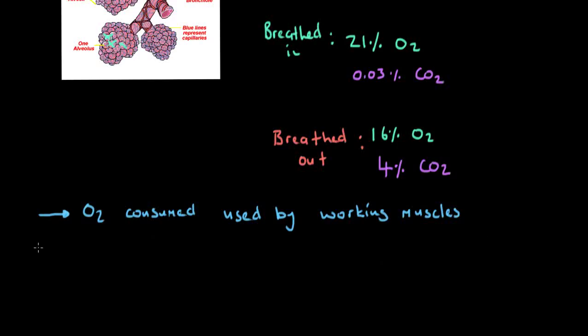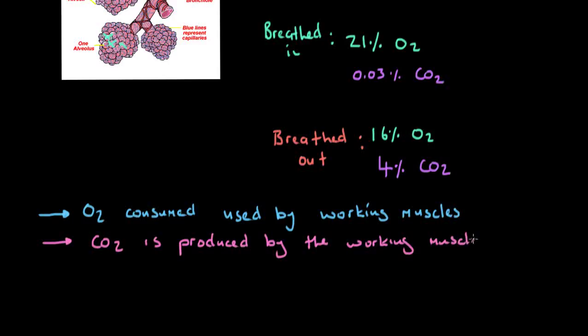Whereas the CO2, which we're breathing out a lot more of than we're breathing in, is produced by the working muscles. Okay, now this should seem to make sense, because we're saying that during exercise, the air we breathe in has a lot more O2 and a lot less CO2, and the air we breathe out has a lot less O2 and a lot more CO2. That makes sense according to that blue and that pink statement right there.